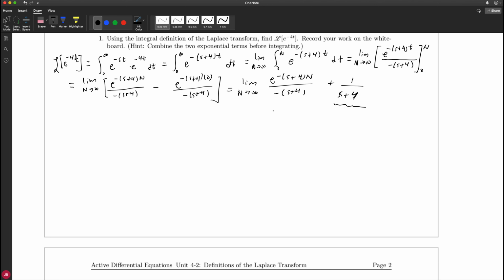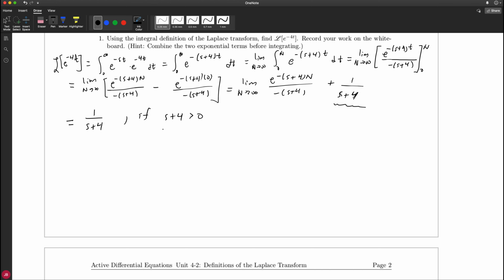Okay, now let's talk about this right here. So remember, n is becoming large and positive, right? So that's a large positive number. So in the numerator, we have e to the negative (s plus 4) times a large positive number. I want this to be finite, which means that it needs to go to 0. So what I'm going to require is that negative (s plus 4) has to be a negative number, which is to say that s plus 4 has to be a positive number. So this is going to give us then, with that assertion, just 1 over s plus 4, as long as we're asserting that s plus 4 is positive.